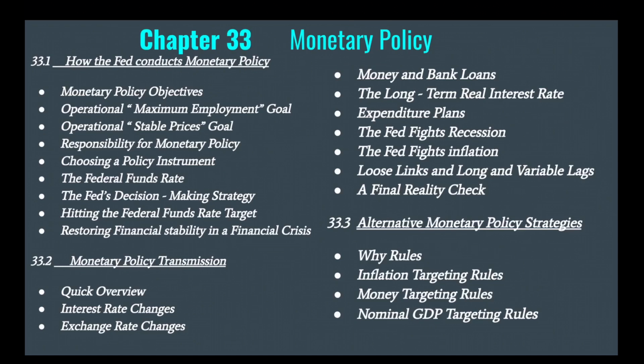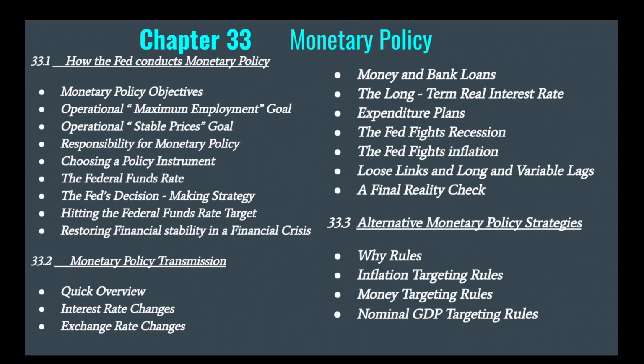Chapter 33 Monetary Policy. 33.1 How the Fed conducts monetary policy. Monetary policy objectives, operational maximum employment goal, operational stable prices goal, responsibility for monetary policy, choosing a policy instrument, the federal funds rate, the Fed's decision-making strategy, hitting the federal funds rate target, restoring financial stability in a financial crisis.